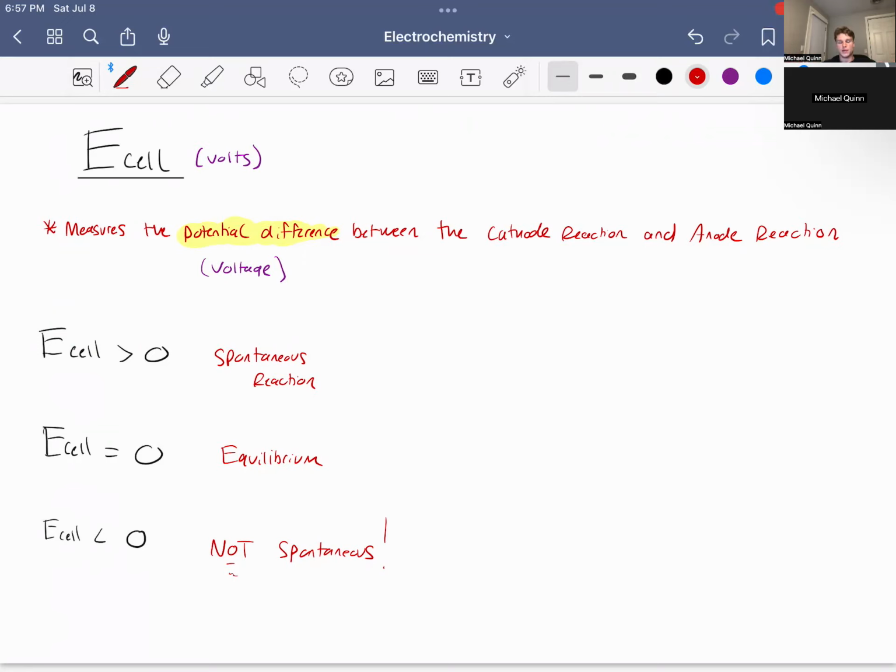So Ecell is going to be very important moving forward and is going to be very important when we answer questions that have to do with electrochemistry.